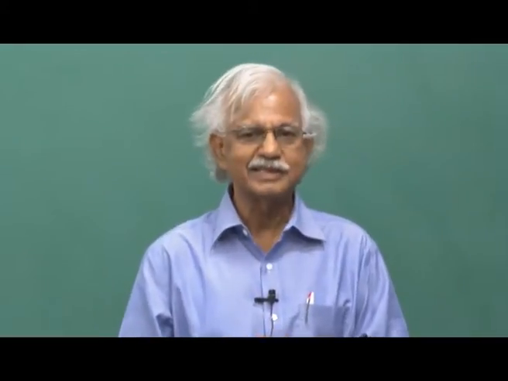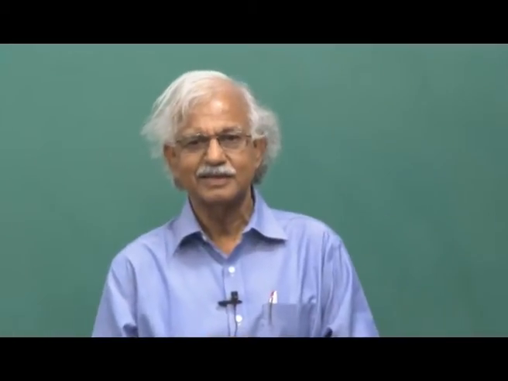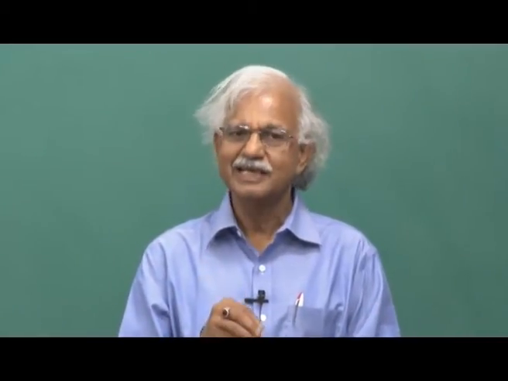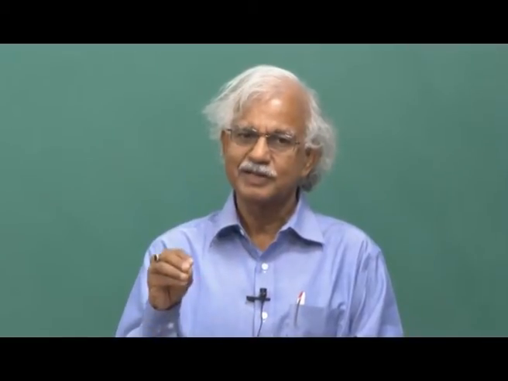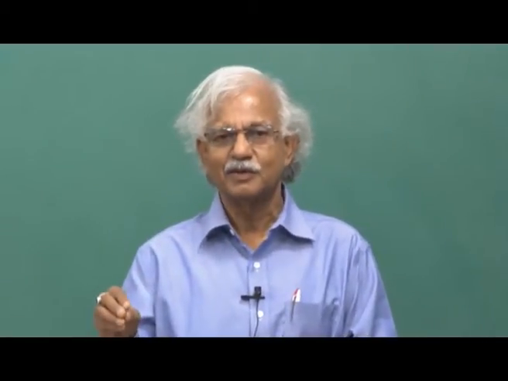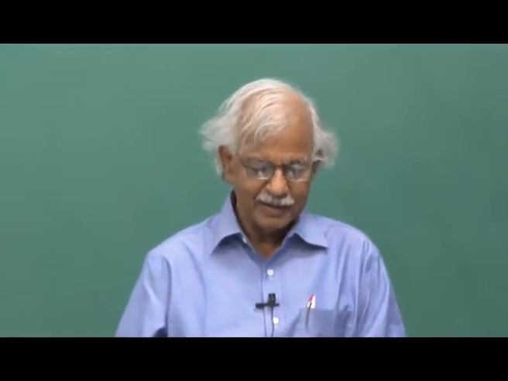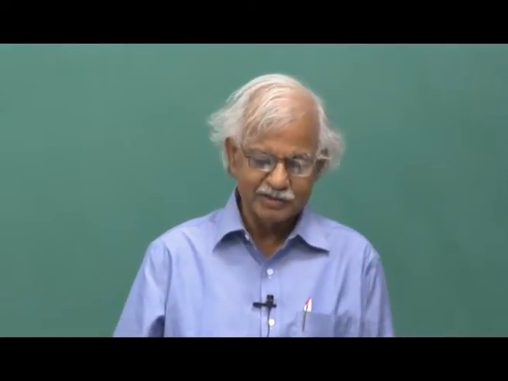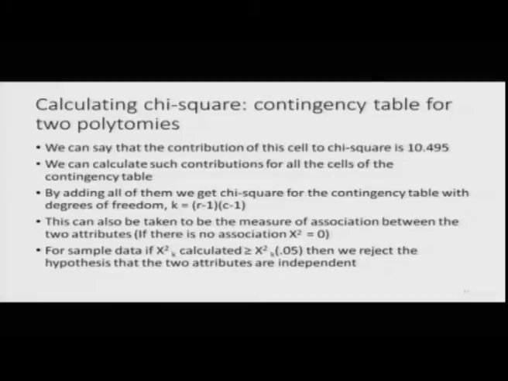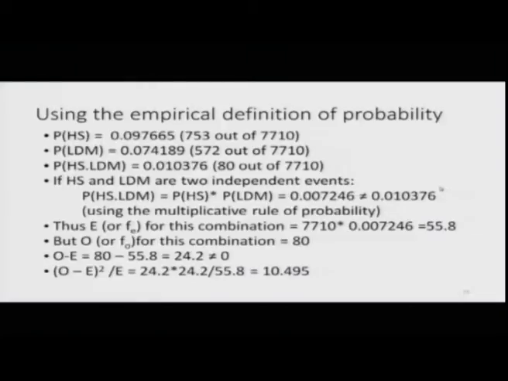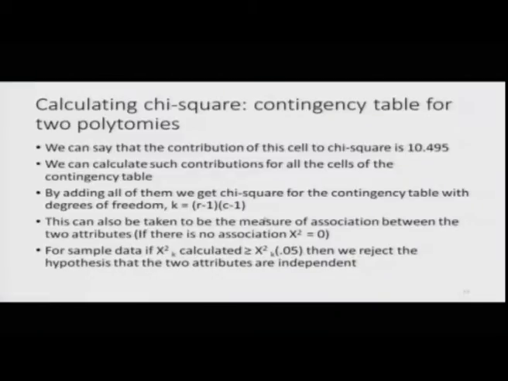For expected frequency, we have to calculate probability of belonging to that cell, and that probability comes from multiplication of probabilities according to two attributes separately, and then we calculate O minus E whole square by E. We can say that the contribution of this cell to chi square is 10.495, because 10.495 is O minus E square by E for this particular category HSS and LDM.